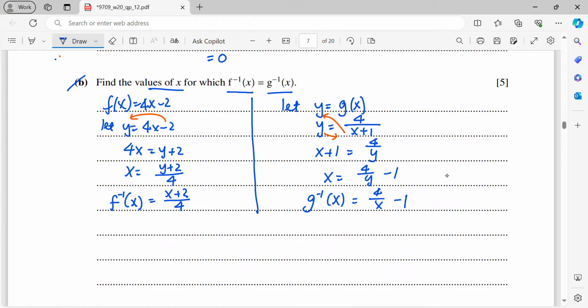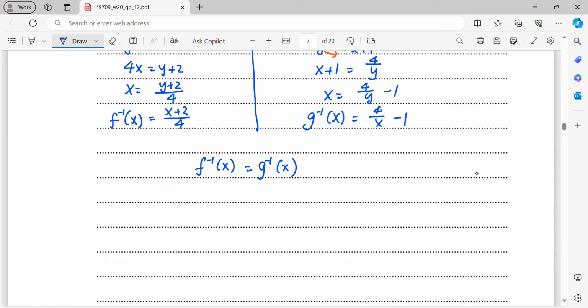Once you have found these two inverse functions, just substitute into the equation. So f inverse equals g inverse. And now we need to find values of x. That means it will be more than one x value. Okay, now just replace: (x plus 2) over 4 equals 4 over x, minus 1.